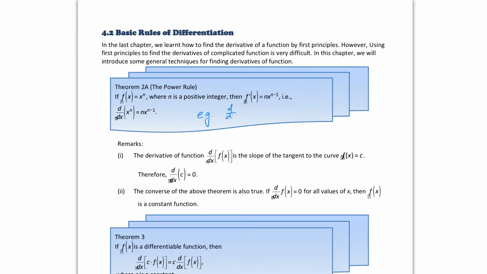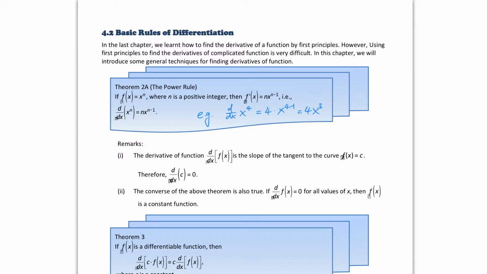What is the derivative of x to the power 4? It is equal to 4 times x to the power 4 minus 1. Maybe you can remember, we write down the power first, and then the power needs to decrease by 1. So it is equal to 4 times x to the power 3. This is the first theorem you need to remember. We call this the power rule.